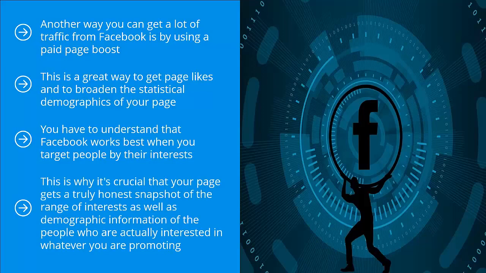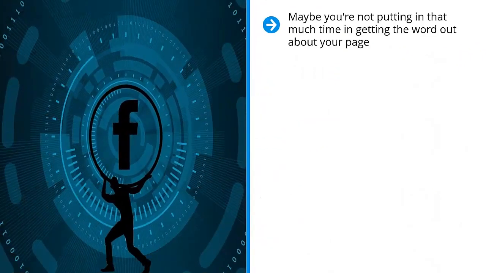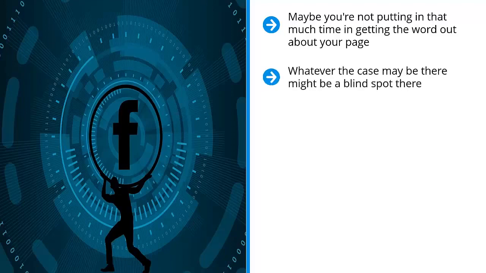This is why it's crucial that your page gets a truly honest snapshot of the range of interests as well as demographic information of the people who are actually interested in whatever you are promoting. This is hard to achieve if you are just promoting your page organically. Maybe you're not putting in that much time in getting the word out about your page. Perhaps you are just sharing the word on several groups that may not line up, demographically speaking, with your niche. Whatever the case may be, there might be a blind spot there.